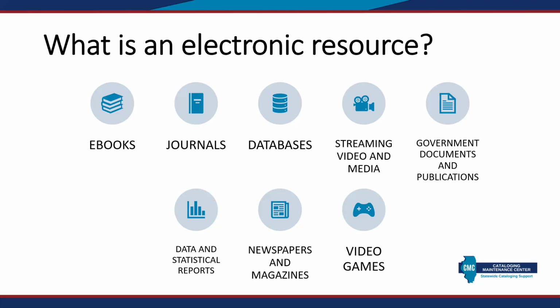And video games, these are largely shifting to downloading or cloud streaming, but physical discs are still being made and distributed. For time's sake today, we will look at cataloging the first four: ebooks, journals, databases, streaming video, and media. We'll also take a look at CD-ROM since we know it can be considered a direct access electronic resource. I won't be covering documents and publications, data and statistical reports, or video games. Newspapers and magazines will be similar to the e-journal.